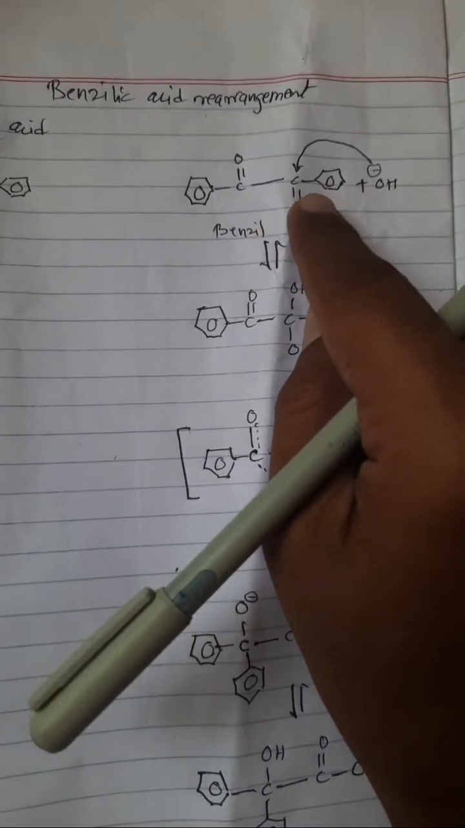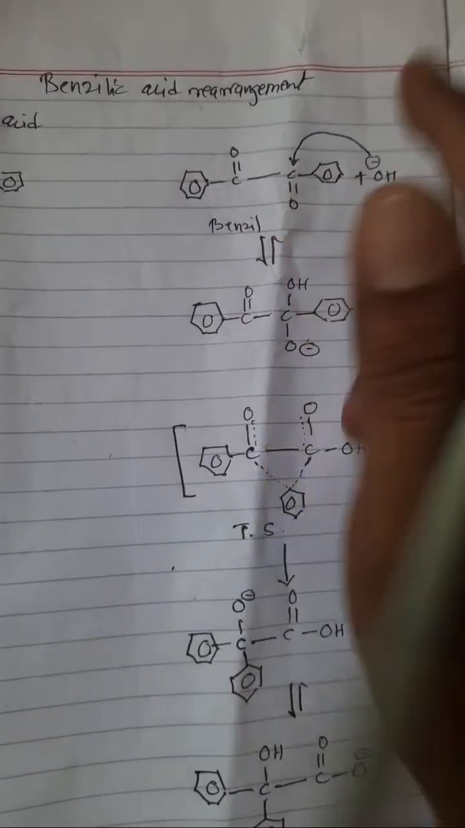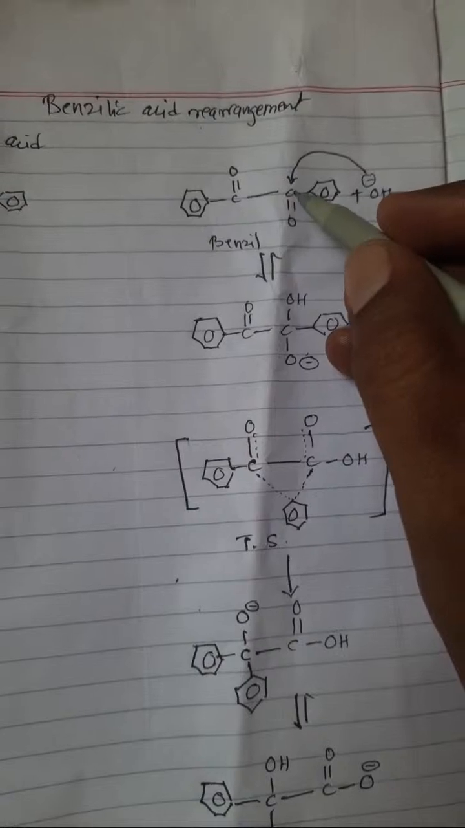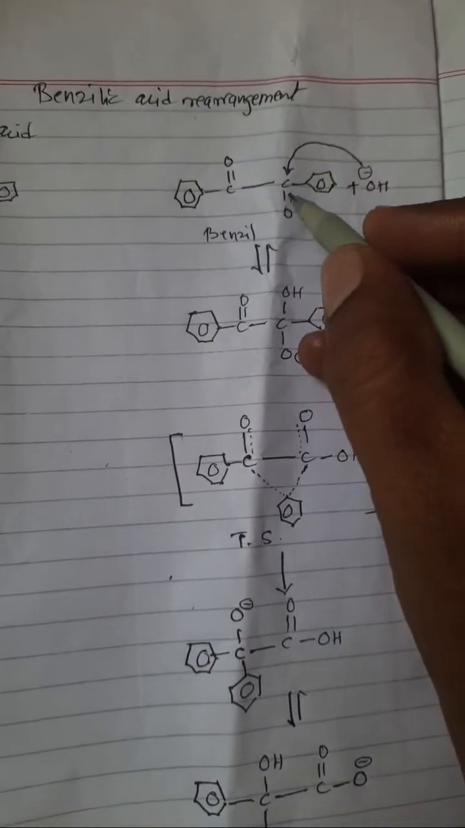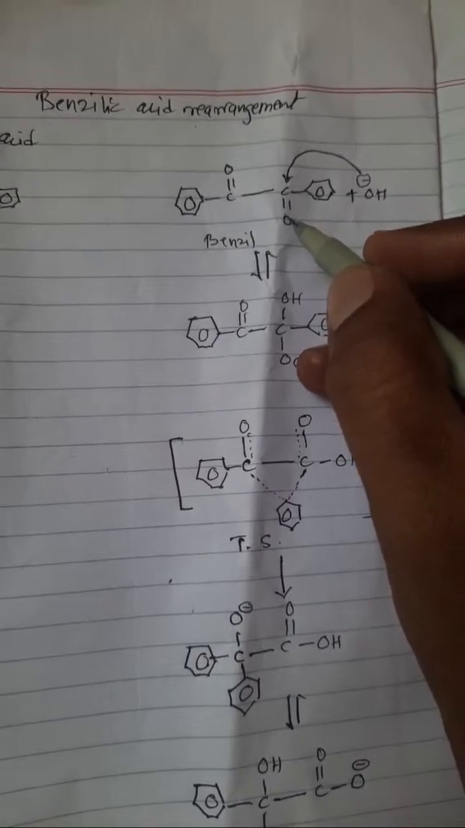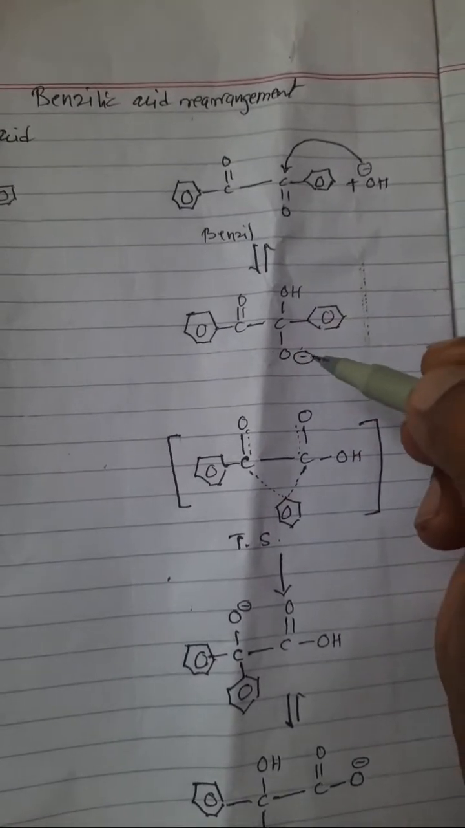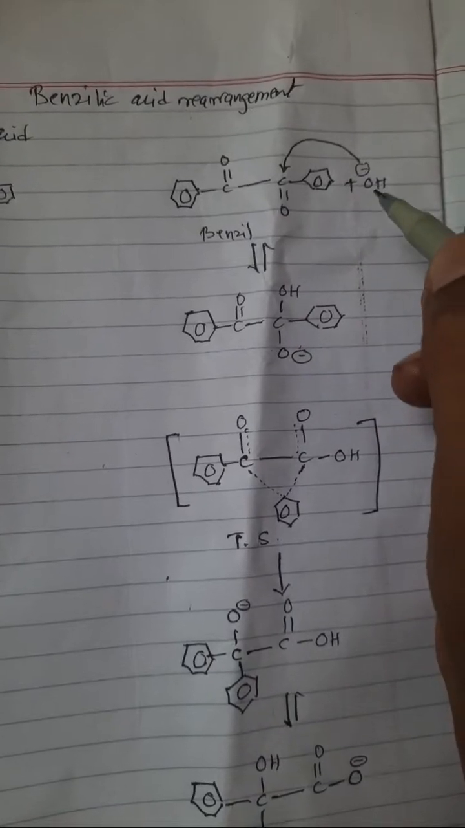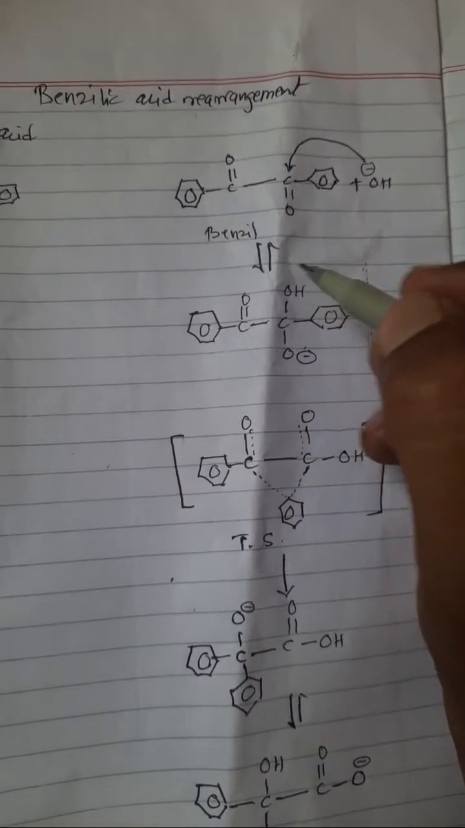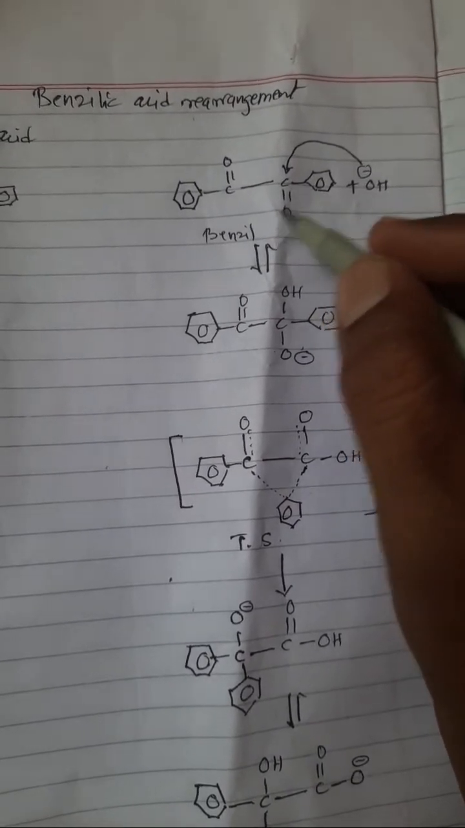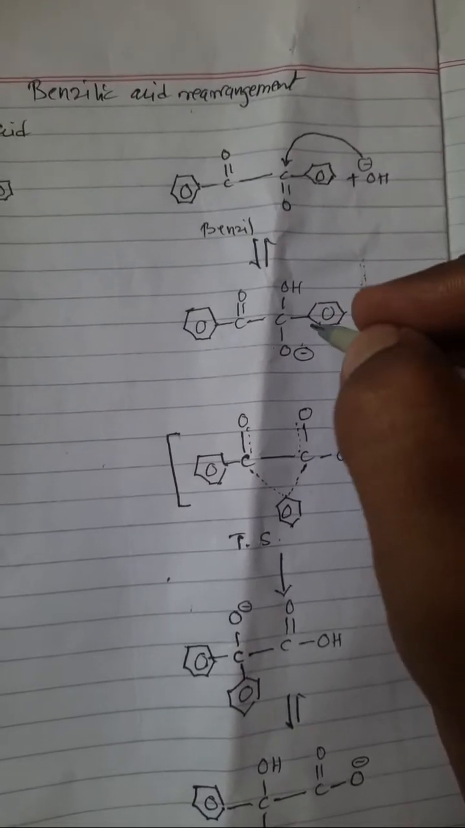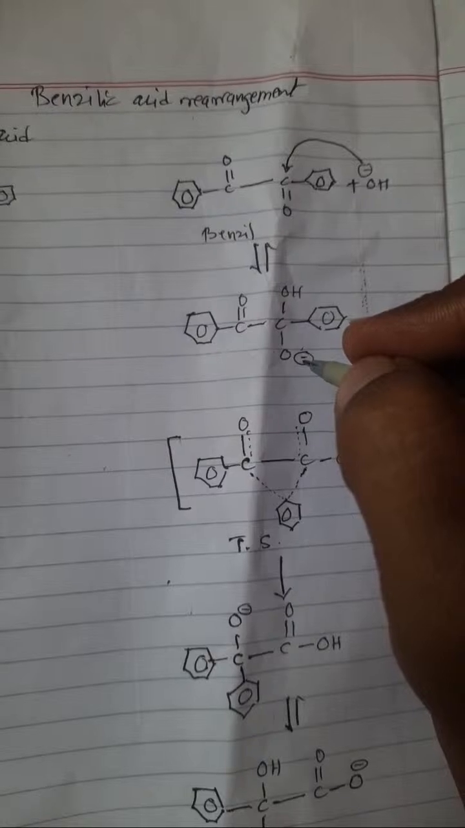So O minus is attacking the carbonyl carbon. Obviously, because this carbon already has 4 valency, one pi bond is breaking and the electrons are shifting onto the oxygen, so it is acquiring a negative charge. And this OH is connecting here, right? This is reversible. This can break and benzil can regenerate. But if you see what is happening here, the negative charge is formed.